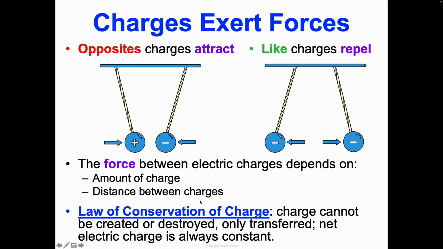So you may have seen so far in your physical science class the law of conservation of matter, or the law of conservation of energy. This is the same idea, just with regards to charge. So charge cannot be created or destroyed. It's only transformed. It only changes forms, which means that the net electric charge is always going to be constant.